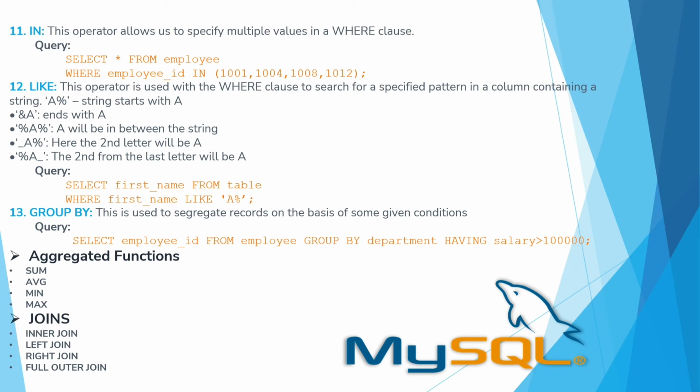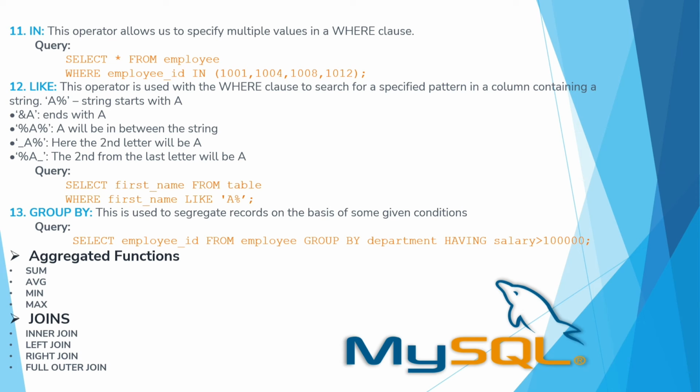Underscore A percentage. Here the second letter will be A. Percentage A underscore. The second from the last letter will be A. A sample query is like select first name from table where first name like A percentage. So here we are searching for the strings starting with A.